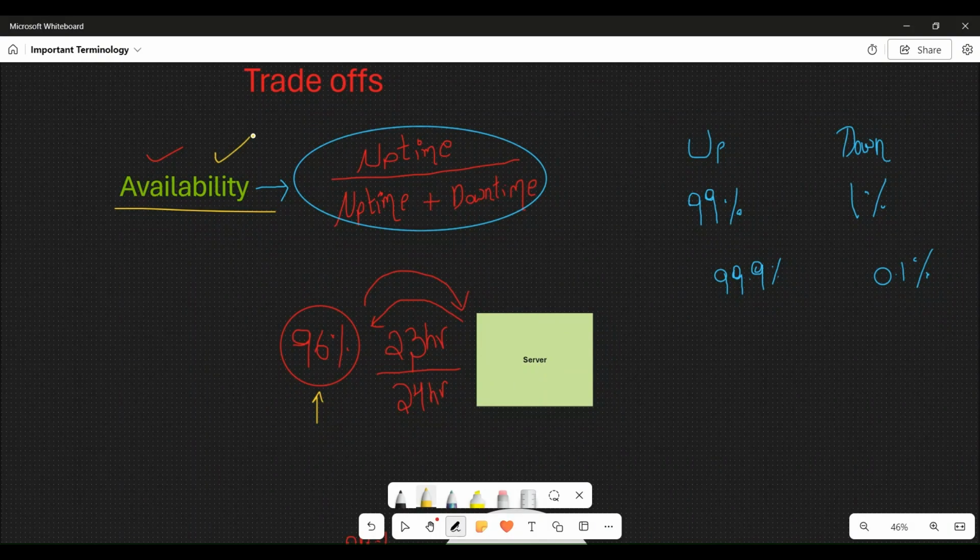The first one is availability. Mathematically, it means uptime divided by uptime plus downtime. For example, if we have a server and it is available 23 hours out of 24 hours, then it is available 96% of the time, right? So a server or a service will have uptime and downtime. Based on these two things, availability is calculated, which means what percentage of the time the service is available to the users, right?